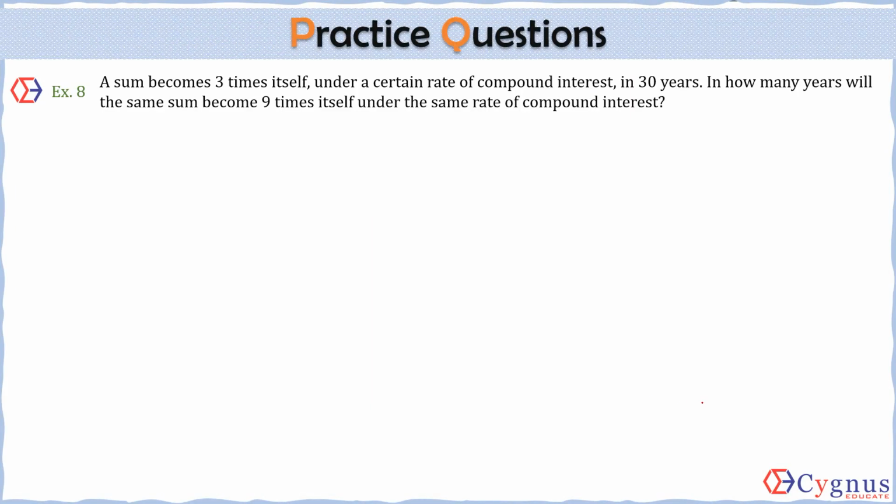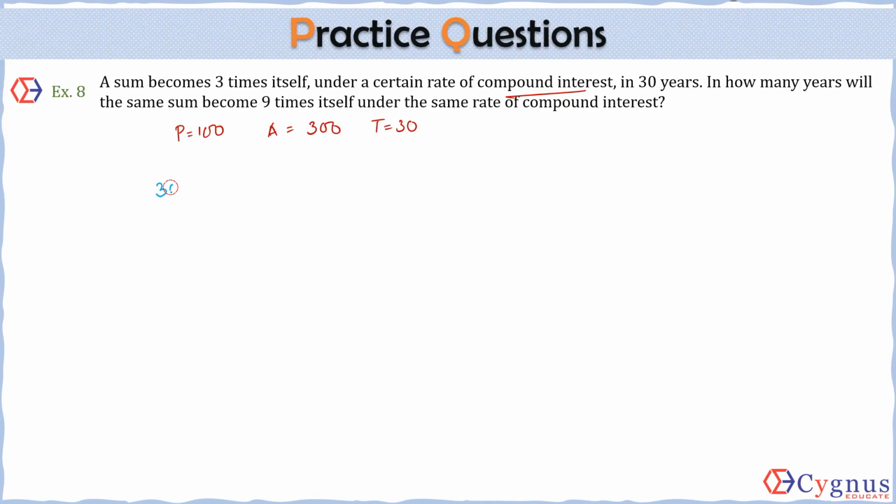A sum becomes three times itself under a certain rate of compound interest. We've already seen these kinds of questions in simple interest also, but it's a case of compound interest. That means if you deposit a principal of 100 rupees, the amount will become 300. In how many years? Time period is given equal to 30 years. The rate of interest is missing, so you'll have to find the value of R first. Okay, let's see.